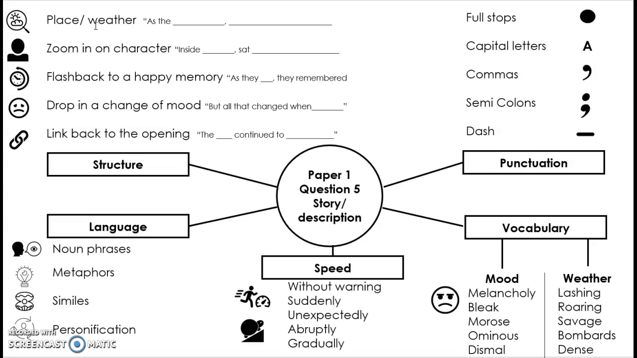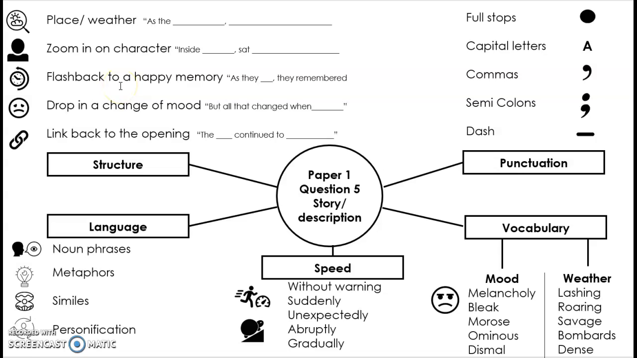Paragraph 2 is then zooming in on a character, shifting away from describing the environment, the setting, to introducing a person. Paragraph 3, I always suggest, is a flashback to a happy memory. So the character you've introduced in paragraph 2, something makes them think about something that happened in the past. This means that we create a lovely structural shift as we move away from physical description into inside the mind of the character.